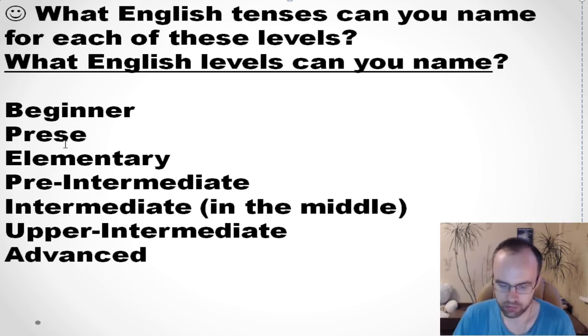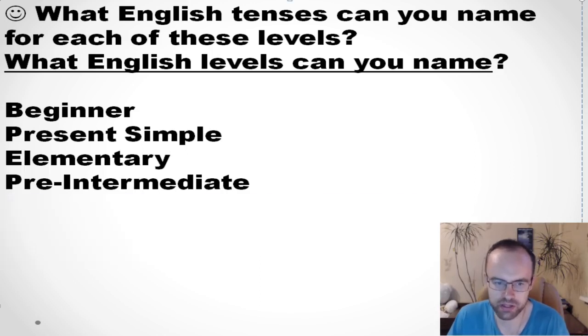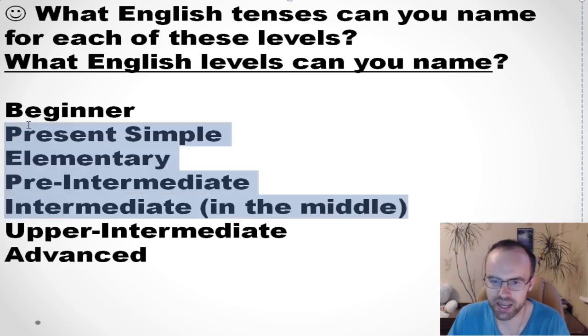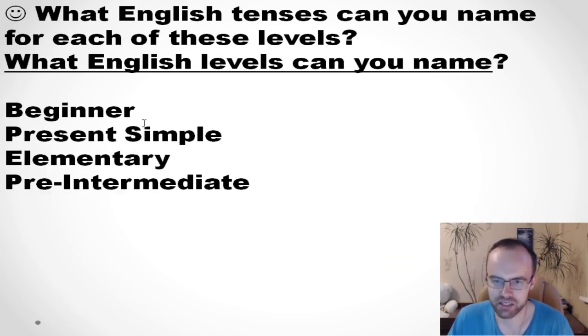So, first of all, it's present simple. Right, present simple. Okay, let's divide it in two parts. We're going to talk about these levels first. And then, my friends, we'll have a look at upper intermediate and advanced level. So if you let me do it, okay? Very good.